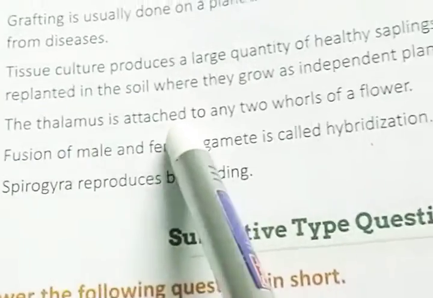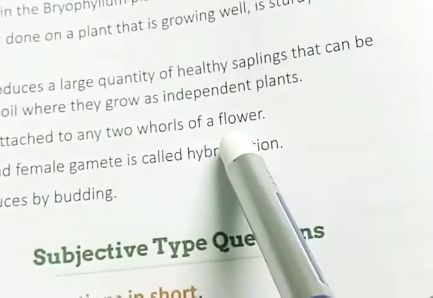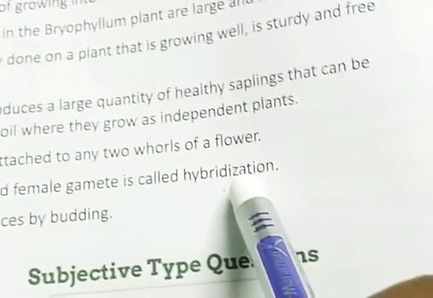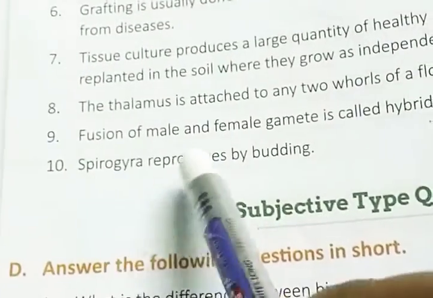Next, the thalamus is attached to the whorls of flowers. False. Fusion of male and female gamete is called hybridization. False. Spirogyra reproduce by budding. Again, it's false.